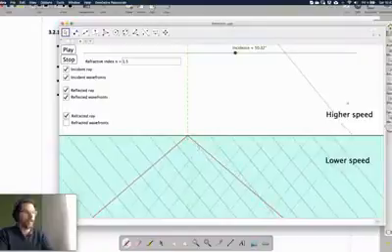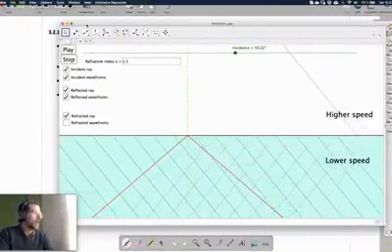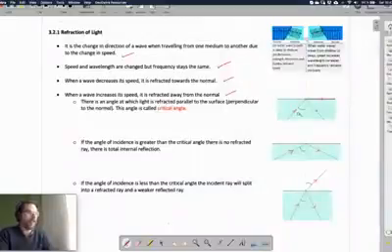There's one ray that has escaped my diagram. Don't pay attention to that one on top. Never mind. Okay, let me take you back to our notes.